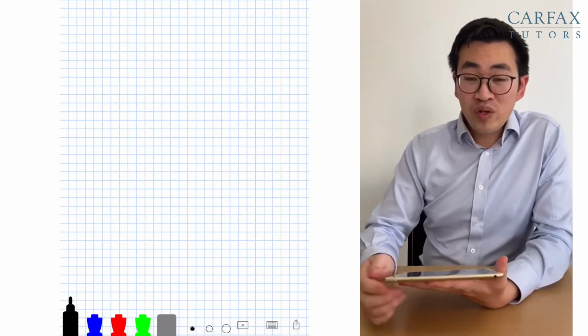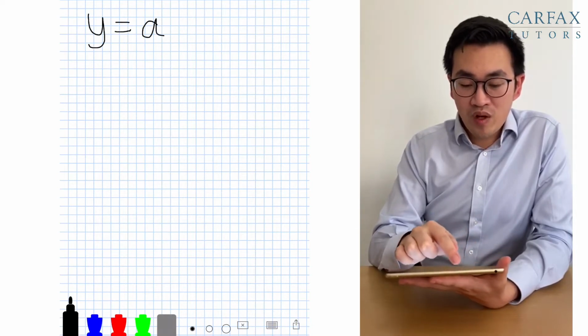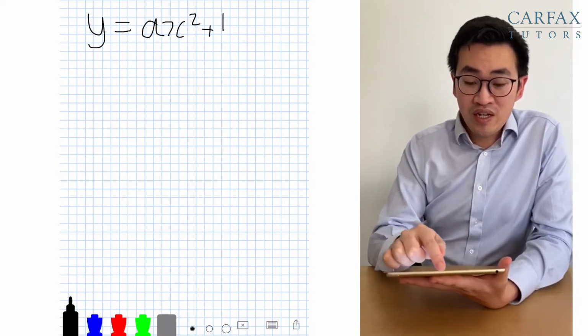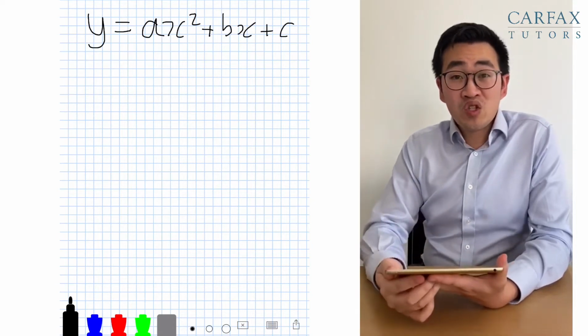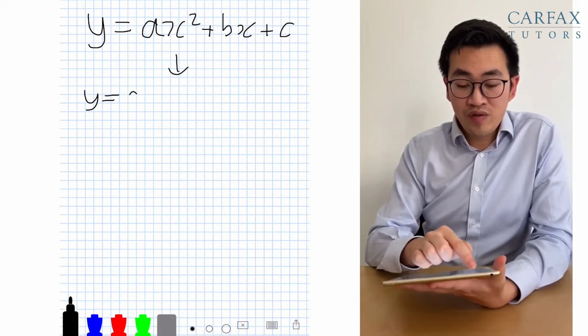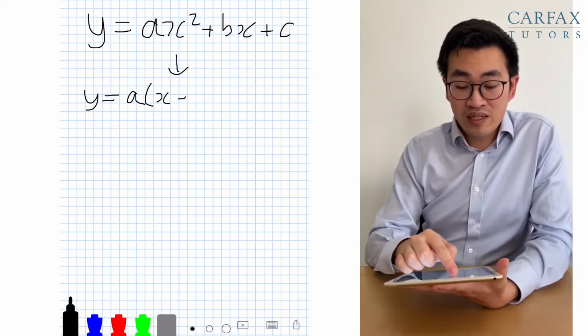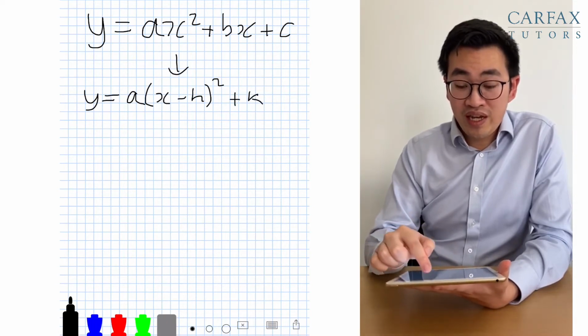Well, first of all, when do we complete the square? We do that when we have a quadratic of the form y equals ax squared plus bx plus c. And when we complete the square, we're trying to get it into a form of y equals a, open bracket, x minus h, close bracket, all squared, plus k.